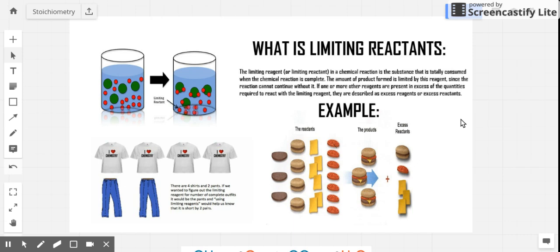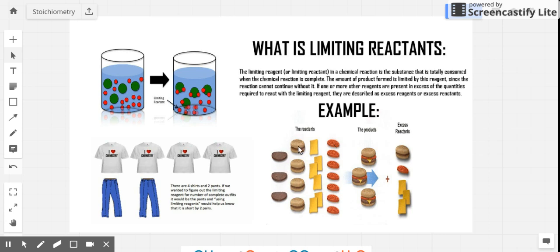In the previous video about limiting reagents or limiting reactants, we learned that the limiting reactant is the reactant on the left side of the chemical equation that limits the amount of products that will be produced because it is present in a limited amount. On the other hand, the reactant that occurs in excess is what we call the excess reactant or excess reagent. We learned the concept of limiting reactants based on the analogy of the burger ingredients.